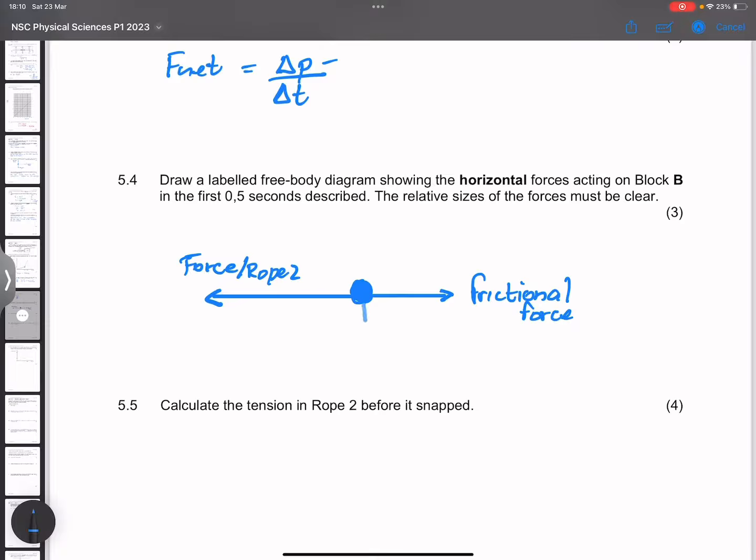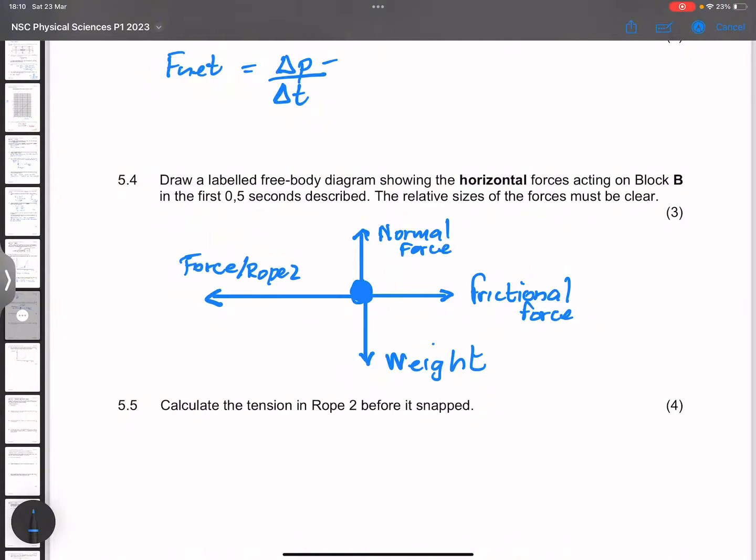We also have the gravitational force, the weight, going down, but we also have the normal force going up. And please, those two must be more or less the same size. So that would be the normal force over there.